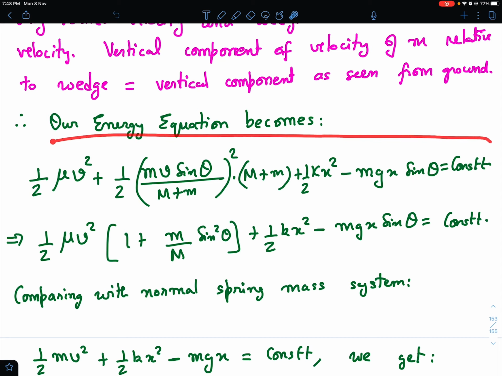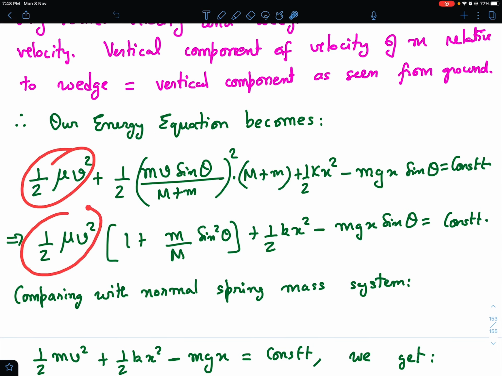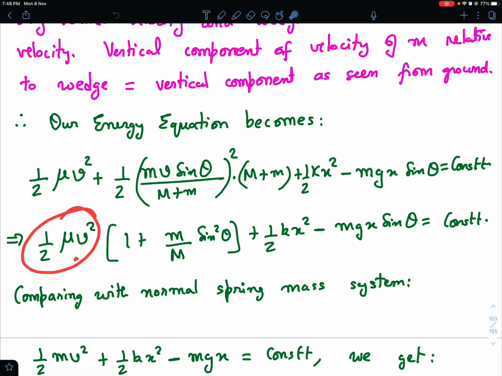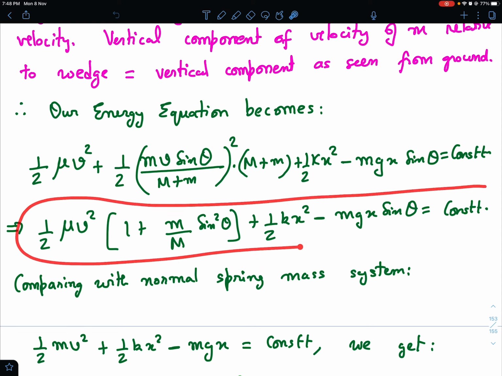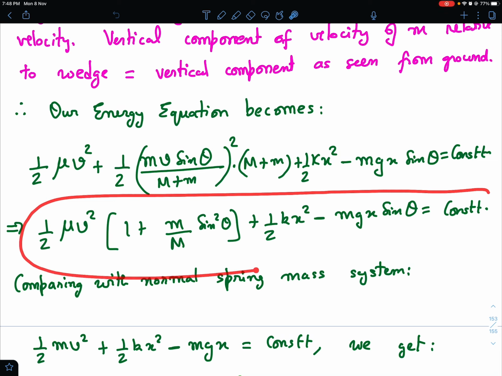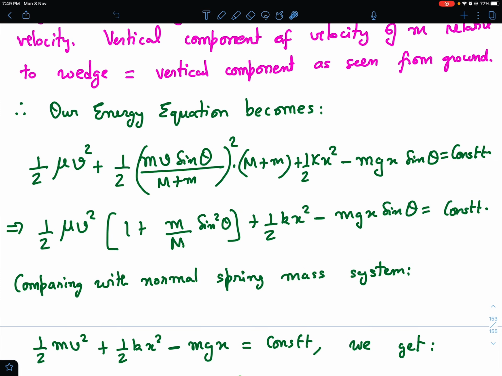Okay. So now if you carefully see this equation, I can take half mu v square common from here, or you can directly see from this equation itself what's happening. So if you take half mu v square common, there is this thing you get, and plus half k x square comes as it is, and minus m g x sin theta comes as it is. And you don't even need to differentiate. You can see that this equation is pretty much of the format of the simple vertical spring mass system, right? Or maybe horizontal spring mass system, normal spring mass system equivalent, except that instead of half m v square, instead of mass, I am getting mu into 1 plus small m by capital M sin square theta, right?